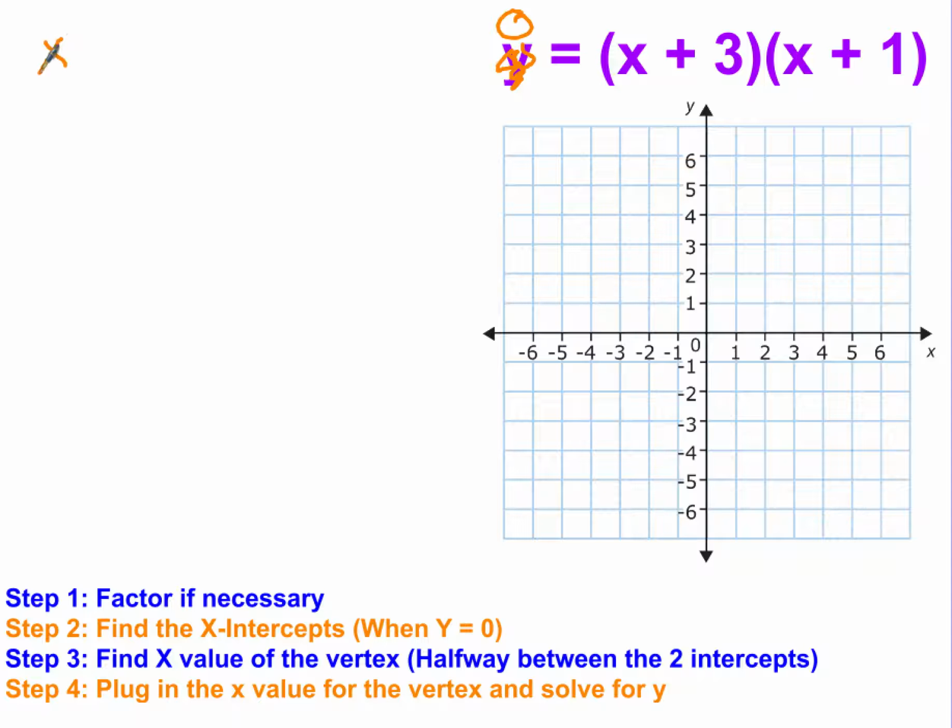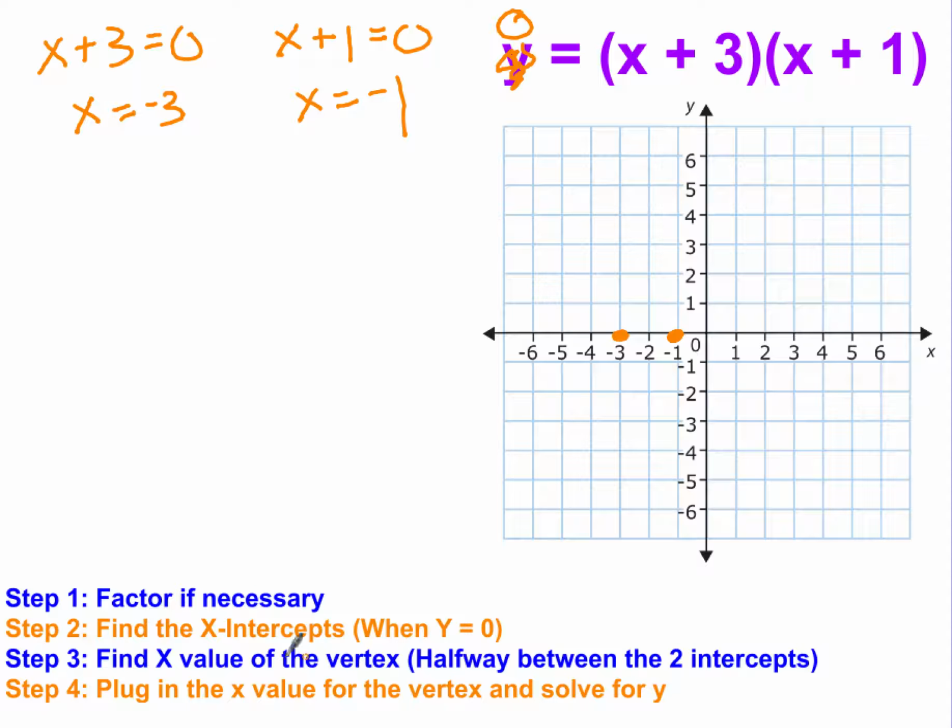So I set up my 2 equations: x plus 3 equals 0, which is going to give me one of my x-intercepts, and x plus 1 equals 0, which will give me my other intercept. If I subtract 3 on both sides, I'll get x equals -3. And I will subtract 1 on both sides and get x equals -1. So those are the 2 x-intercepts for this graph: -3 and -1. Those are 2 points on this parabola.